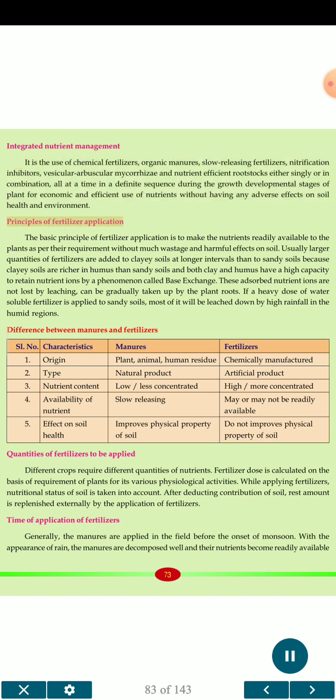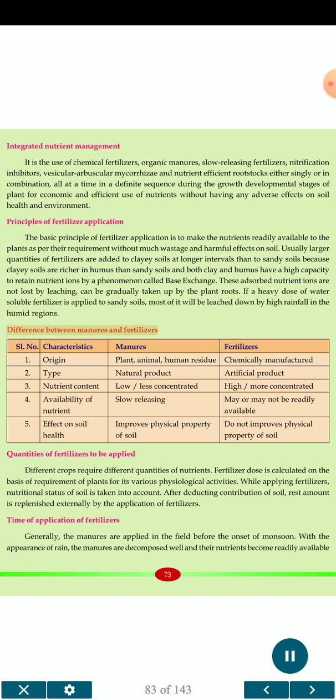Principles of fertilizer application. The basic principle of fertilizer application is to make the nutrients readily available to the plants as per their requirement without much wastage and harmful effects on soil. Usually larger quantities of fertilizer are added to clay soils at longer intervals than to sandy soils because clay soils are richer in humus than sandy soils, and both clay and humus have a high capacity to retain nutrient ions by a phenomenon called base exchange. These adsorbed nutrient ions are not lost by leaching and can be gradually taken up by the plant roots. If a heavy dose of water-soluble fertilizer is applied to sandy soils, most of it will be leached down by high rainfall in the humid regions.